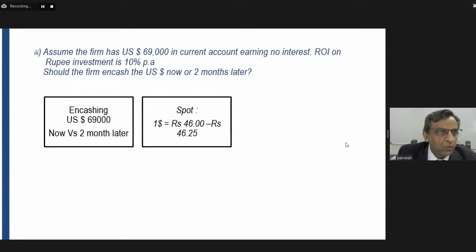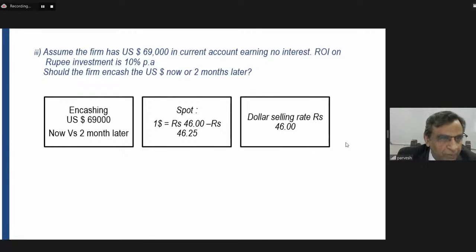So let's see. The spot rate is 46 and 46.25. He wants to encash it, so he wants to sell dollars. Here we will look at the dollar selling rate, which is the bid rate, which is 46 rupees. Here we look at just the opposite because he wants to sell the dollar. He's not buying it, he's selling. So we look at the bid rate, which is actually the buying rate of the bank and your selling rate.